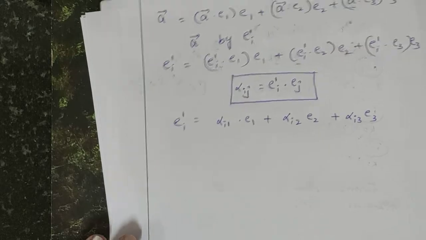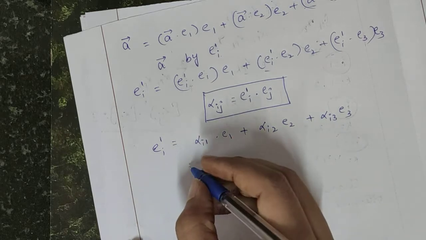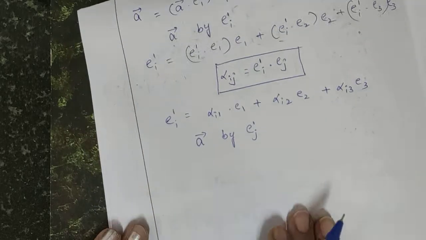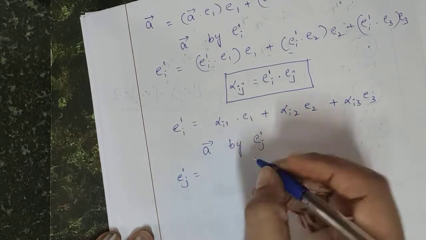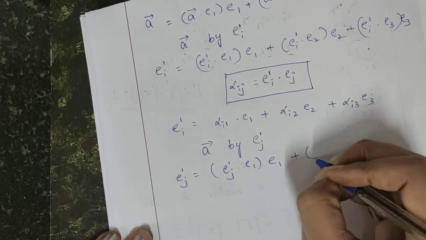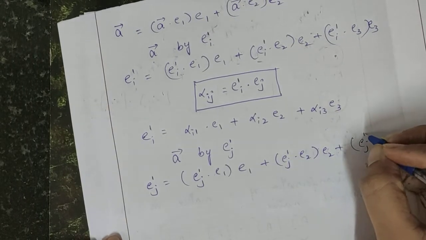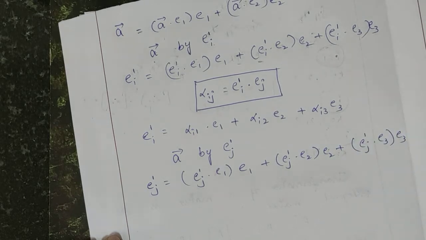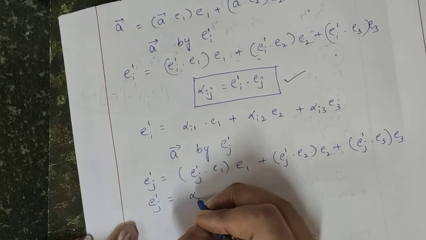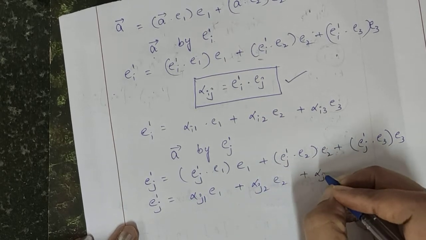Similarly, replace vector A by Ej prime in equation number 1. So I am replacing vector A by Ej prime. You will get Ej prime is equal to Ej prime dot E1 times E1 plus Ej prime dot E2 times E2 plus Ej prime dot E3 times E3. Again use the same transformation. So you will get Ej prime is equal to alpha J1 E1 plus alpha J2 E2 plus alpha J3 E3.